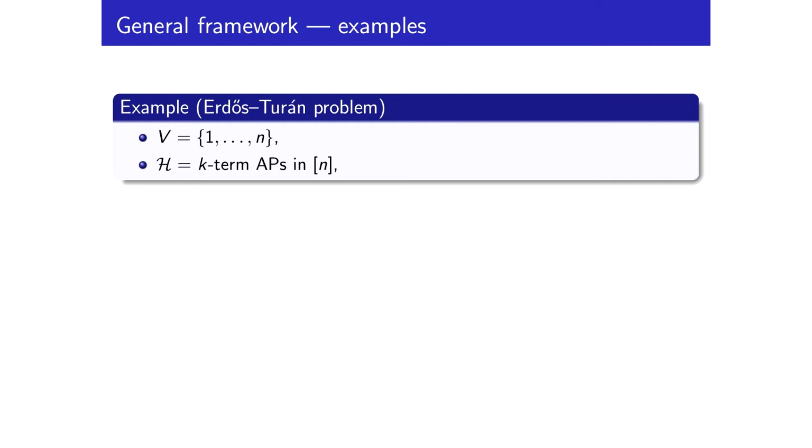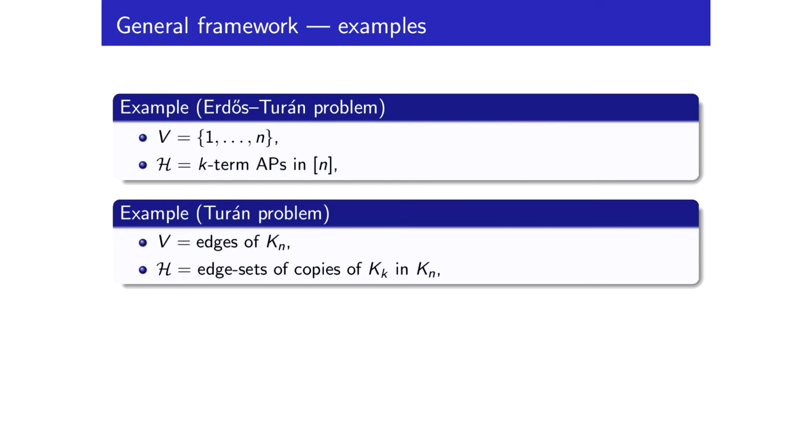So the important thing is that we have to define a hypergraph. So the vertex set of the hypergraph is the set of integers 1 up to n, and the hyperedges are the arithmetic progressions of length k, and the independent sets in this hypergraph are subsets of integers which don't contain an arithmetic progression. So if you characterize the independent sets, then we characterize the k-term arithmetic progression free subsets.